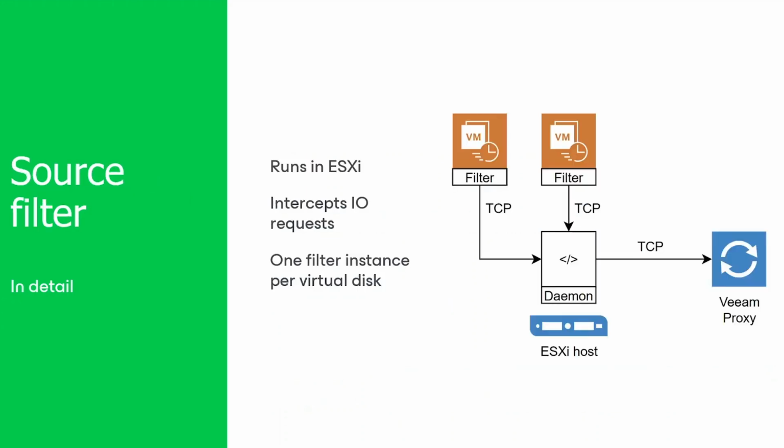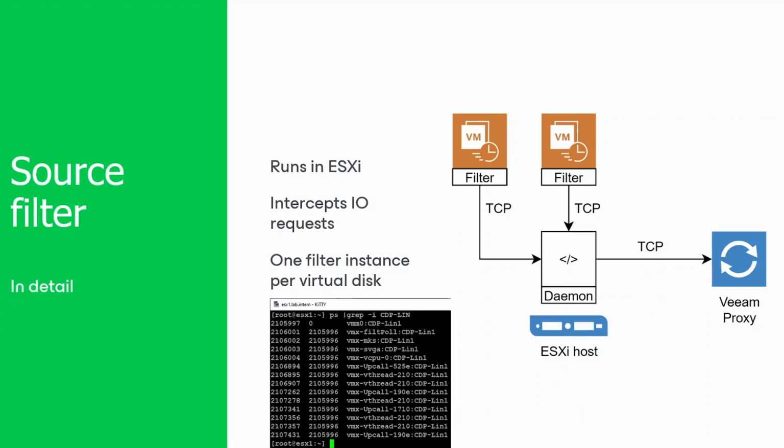Now, the source filter. The source filter is a component that runs on the ESXi host. It is deployed automatically from the Veeam Backup and Replication server, and it intercepts the I/O requests from the virtual machines. What we will see is one filter driver instance per virtual disk. For example, if you log in to one of the ESXi hosts and check for the filters, this is what you would see.